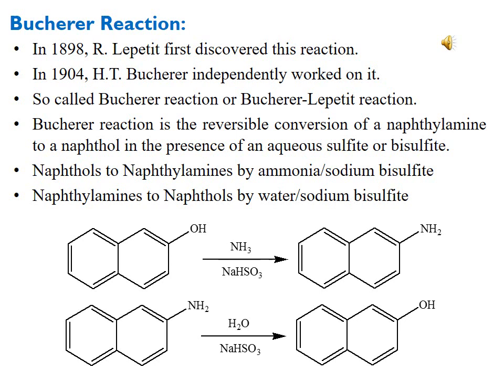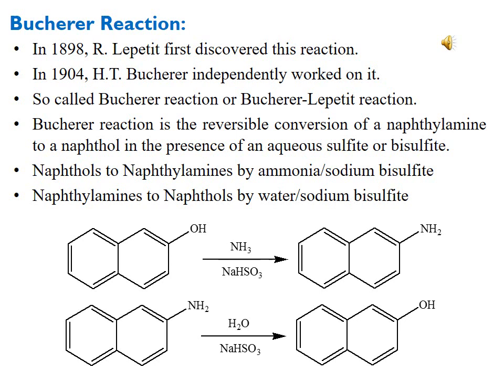So Bucherer reaction is the reversible conversion of naphthylamine to naphthol in the presence of an aqueous sulfite or bisulfite. It mostly uses ammonia along with ammonium sulfite, or ammonia along with sodium bisulfite.